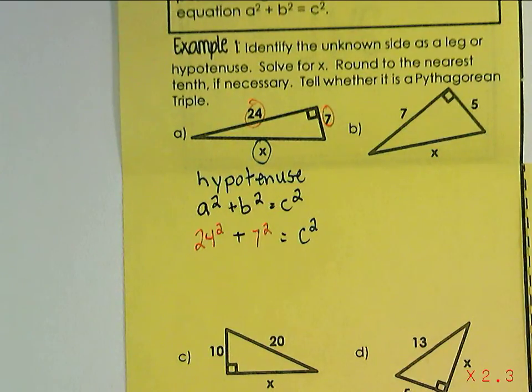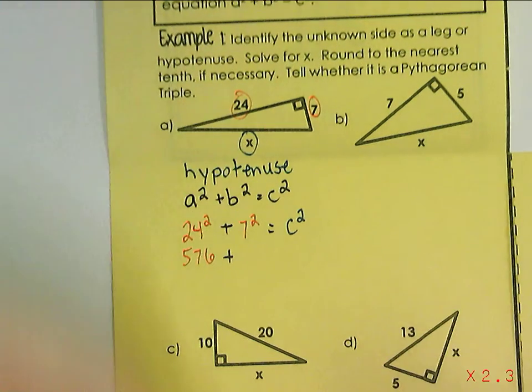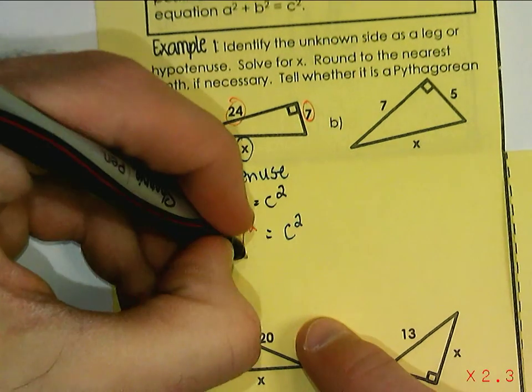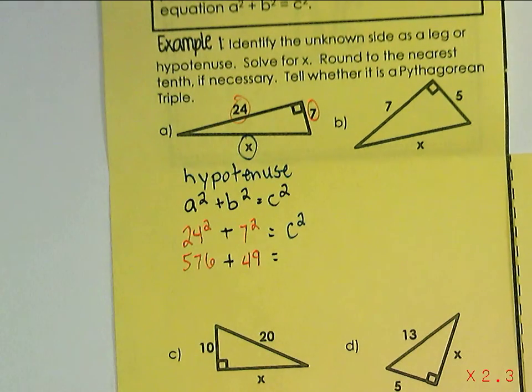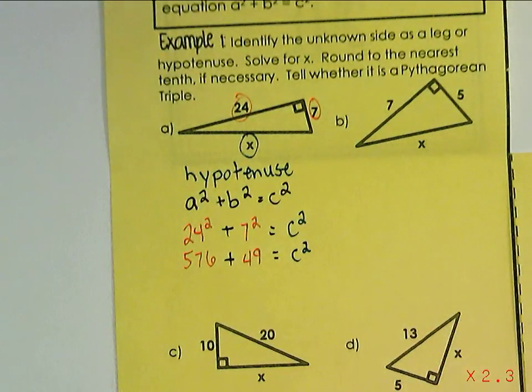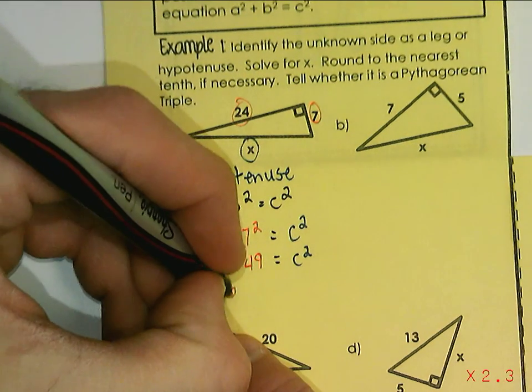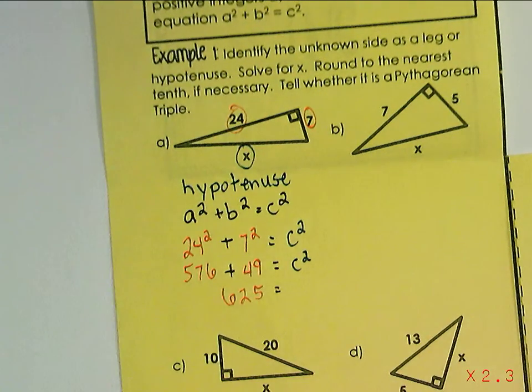So 24 squared is 576, plus 7 squared, I know that one, that's 49, and that is equal to c squared. And yes, you should be showing all of this work when you do this. I'm going to expect that. So if we add these together, 576 plus 49, that's 625. So we have 625 being equal to c squared.